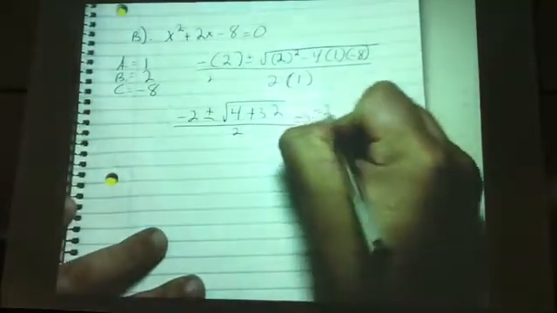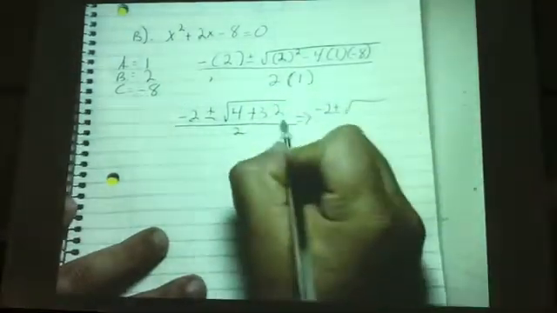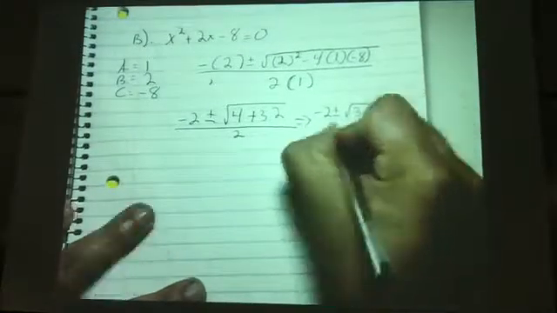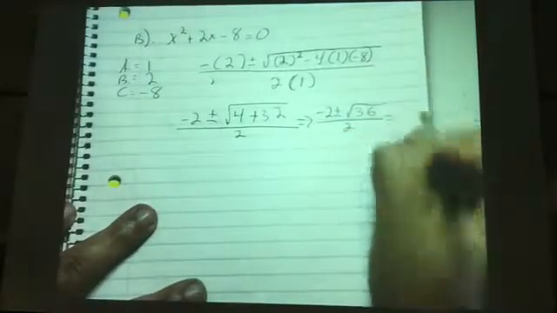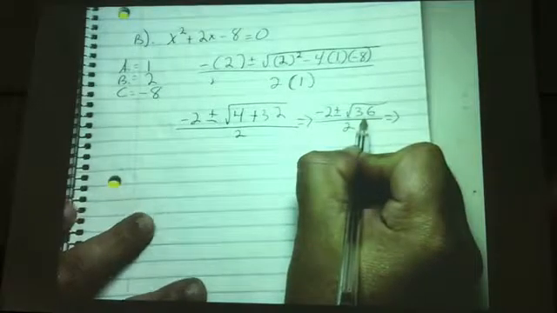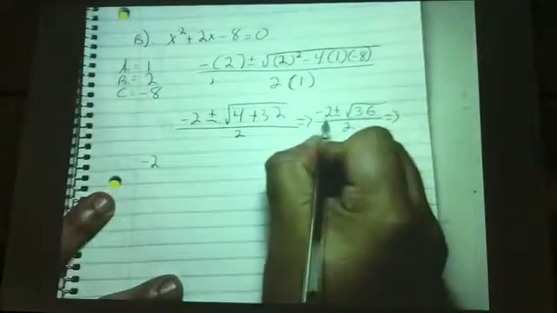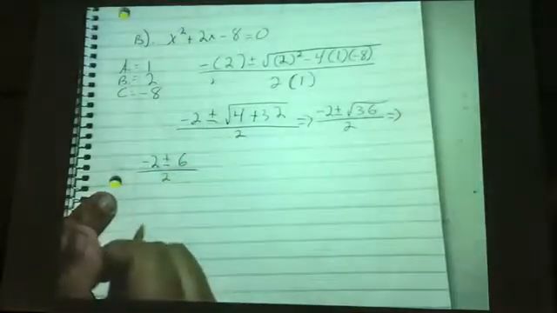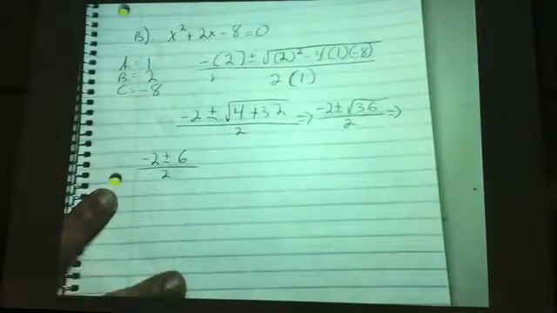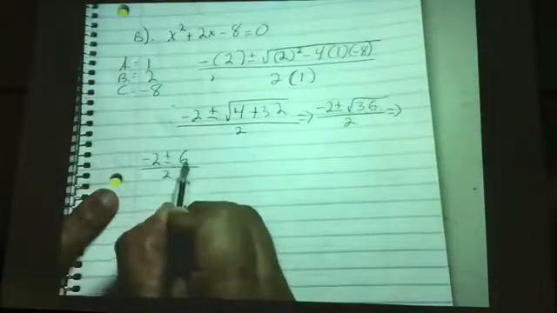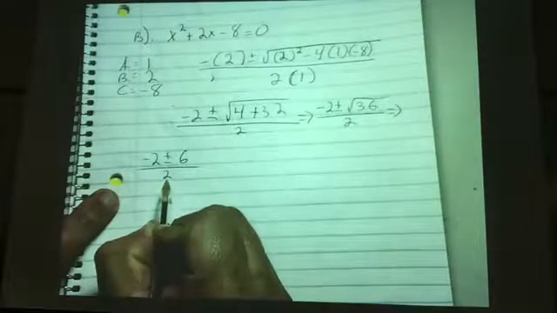Now we move over our negative 2 plus or minus the square root. What is 32 plus 4? 36. Over 2. What's the next step? I have a square root, right? Yes. 36 is a perfect square. So we have negative 2, don't forget your plus or minus. The square root of 36 is 6 over 2. So here we have our negative 2 plus or minus 6 over 2. We cannot reduce just yet. We have to do that at the very end.